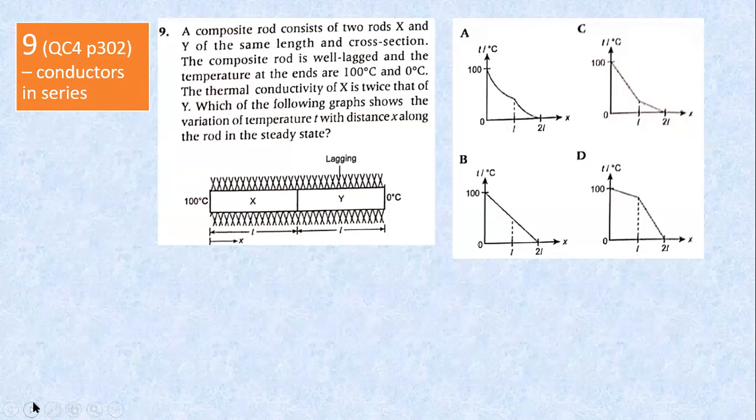Composite rod, two rods X and Y of the same length, same cross-sectional area. The composite rod is lagged, and the temperature at the ends are 100 and 0. The thermal conductivity of X is twice that of Y. Which is the following graph? Playing with the formula, that's all. How is thermal conductivity related to the gradient?